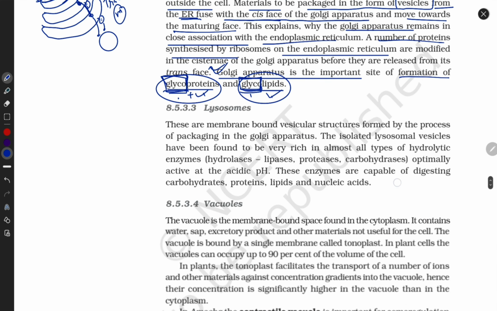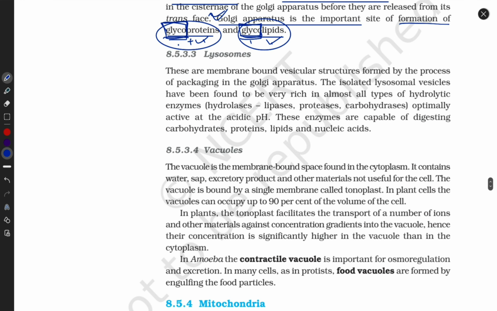Okay, now what is the lysosome, guys? Now let's study the lysosome. We can also call it the suicidal bag because it contains the highest acidic enzymes like lipases, proteases, and carbohydrases. Lipases break down lipid molecules. Proteases break down protein molecules. Carbohydrases break down carbohydrates, guys. Now you are clear?